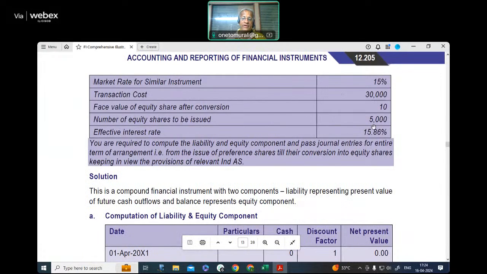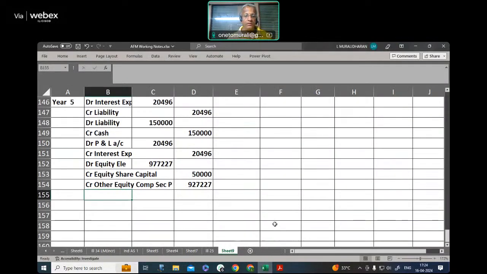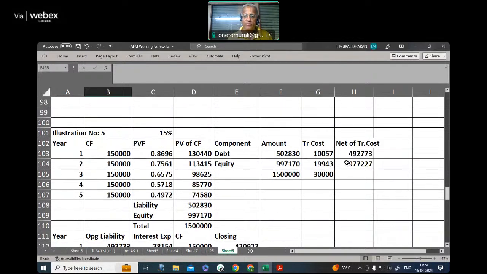And effective rate of interest of 15.86, which they given in the problem. So I was just thinking, why not I help you out in bringing out that number? 15.86. Supposing if that is not given in the problem, how do you do that?